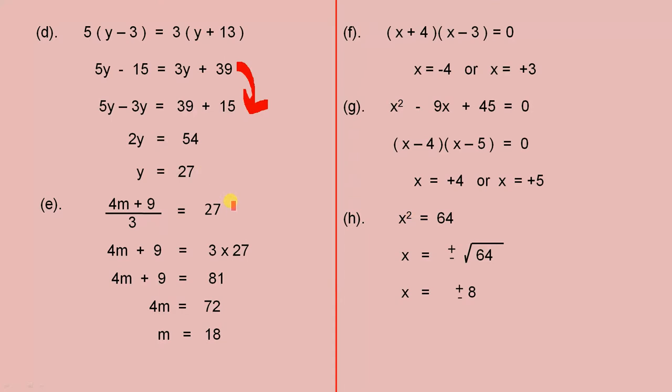Number E, 4m plus 9 all over 3 is 27. If we multiply both sides by 3, that gives us 4m plus 9 equals 3 times 27. 4m plus 9 is 81. So 4m equals 72 when we subtract 9 from both sides. Therefore m equals 18 when we divide both sides by 4.